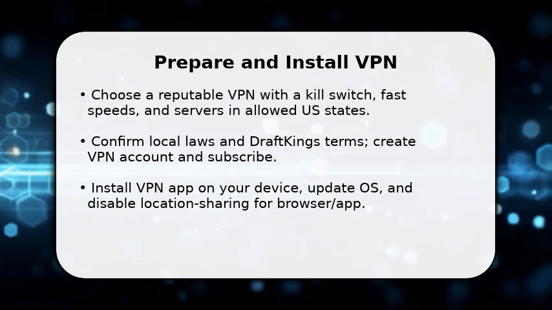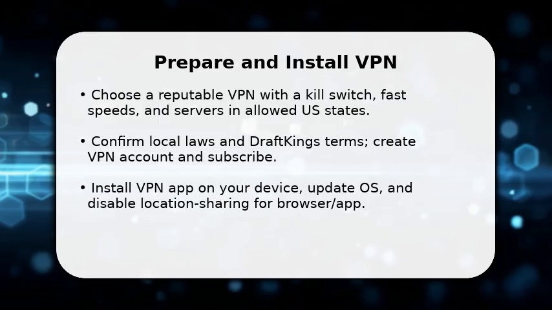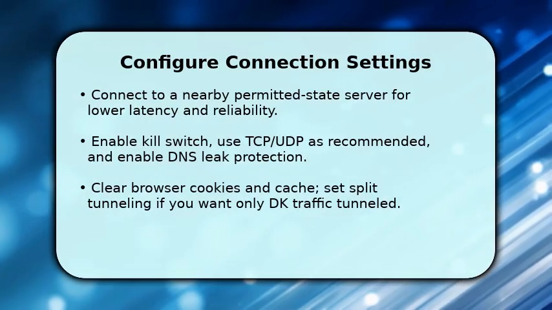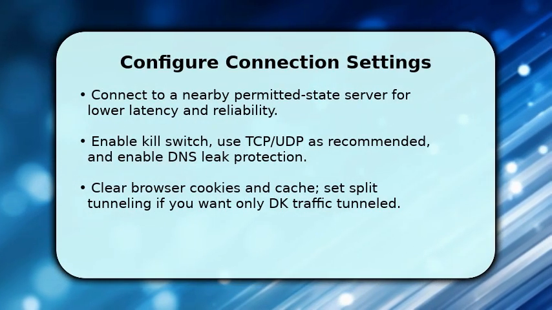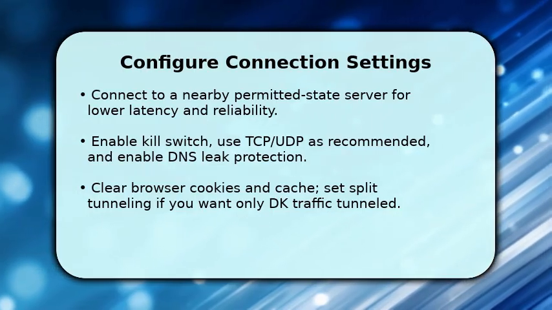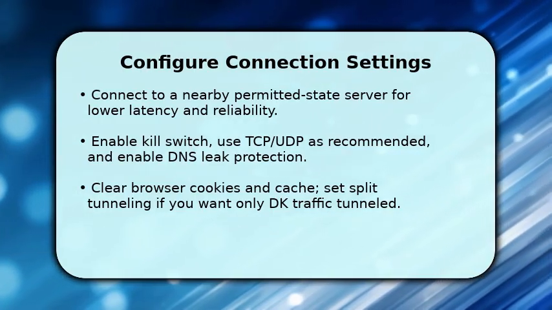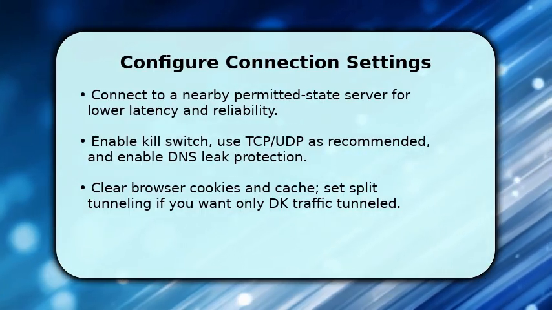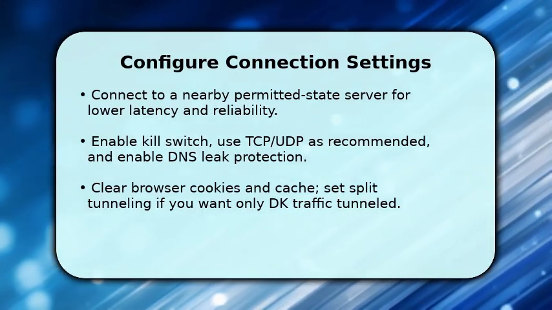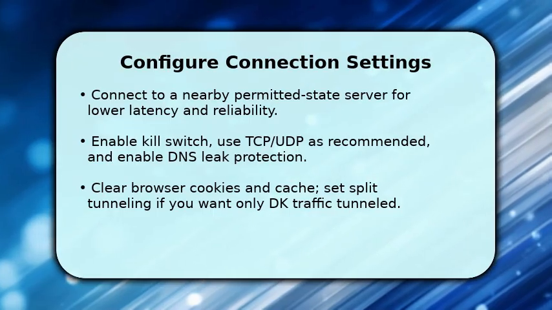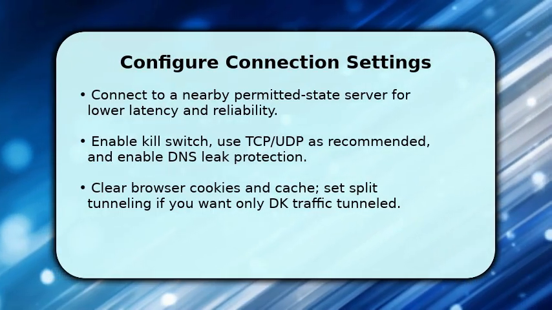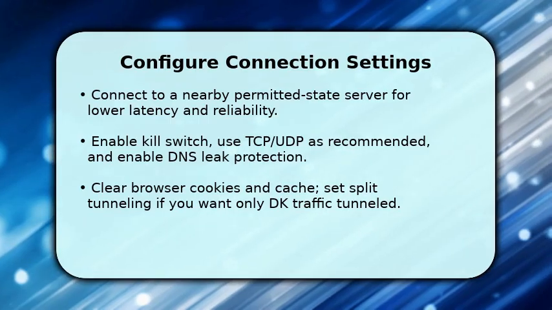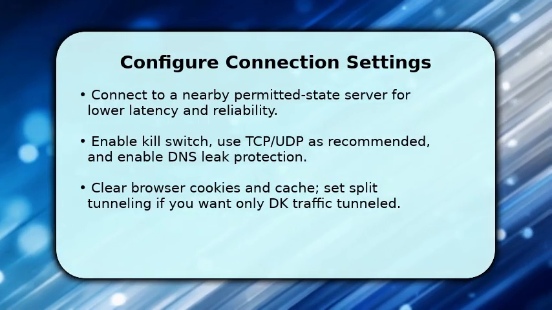Now configure the VPN. Connect to a permitted state server that's geographically near you to minimize latency. Enable the kill switch and DNS leak protection so your real IP never leaks if the VPN drops. If available, choose the protocol, UDP for speed or TCP for stability. Clear cookies and cache in your browser and consider split tunneling so only DraftKings traffic uses the VPN while other apps use your normal connection.